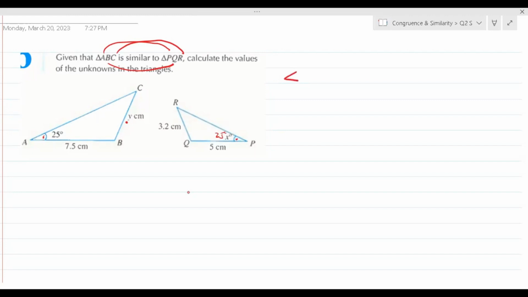So yes, we can say that angle X is equal to angle CAB, which is 25 degrees. तो ये मेरा एंगल x तो फर्स्ट अननोन आ गया। अब हमें चाहिए y सेंटीमीटर। y सेंटीमीटर के लिए हम लोग रेशोज कंपेयर करेंगे, क्योंकि साइड्स के लिए हमें रेशोज चाहिए होता है। तो हमारे रेशोज बनेंगे, साइड AB is the same as side PQ.